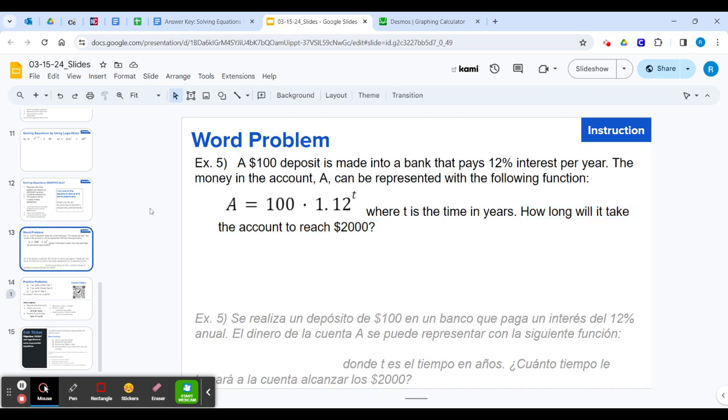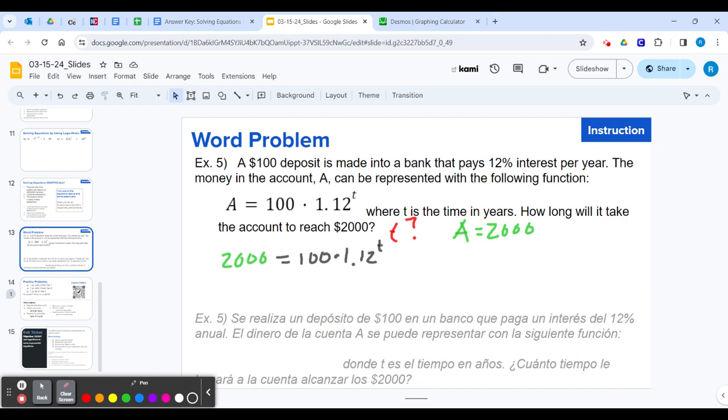So if we're working on that, we don't know what t is. Normally we would plug in t and we would solve for A. However, we are actually solving for t in this case as our final answer. So t question mark, but we know that A is equal to 2,000. So I'm going to rewrite this equation here. I know 2,000 is what my A is equal to. That equals 100 times 1.12 to the t power. And now we can use our logarithms to solve for t.